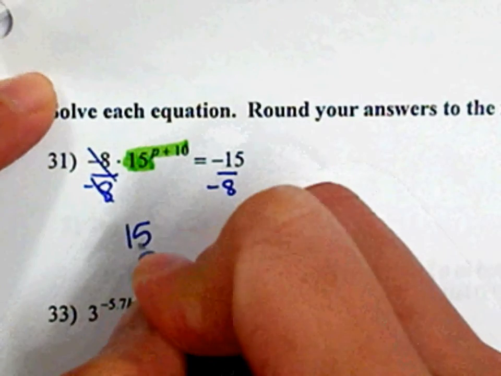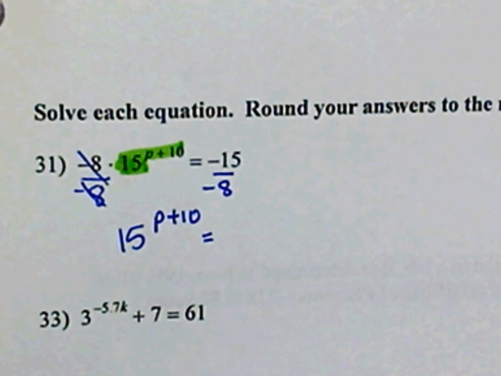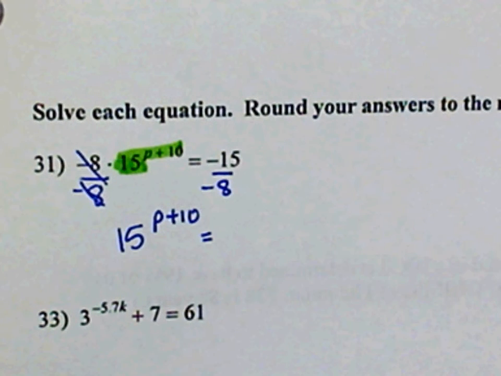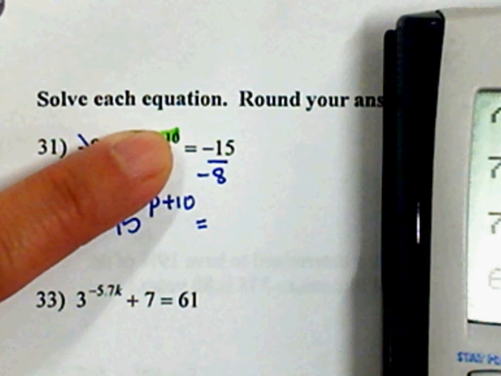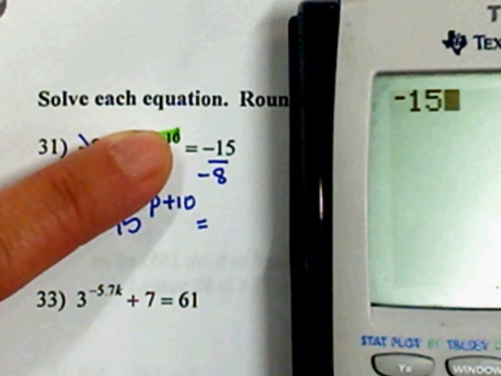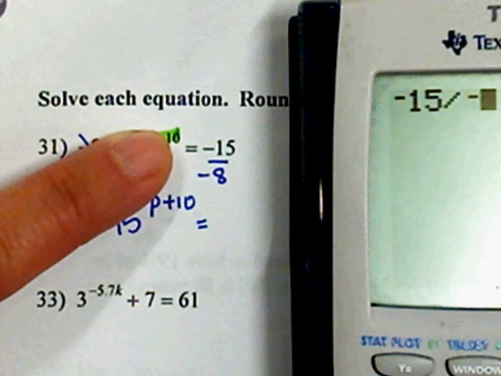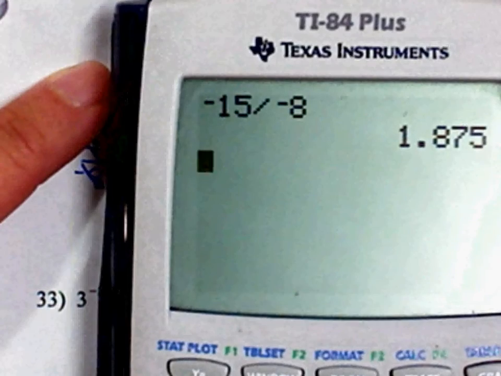So now you have 15 raised to the p plus 10 equals, and you can go ahead and use a decimal, or you can keep it as a fraction. Now if you keep it as a fraction, it is going to be more accurate, but if you go ahead and change it to a decimal right now, it will not be as accurate, but it will be just fine. So that comes out to be 1.875.